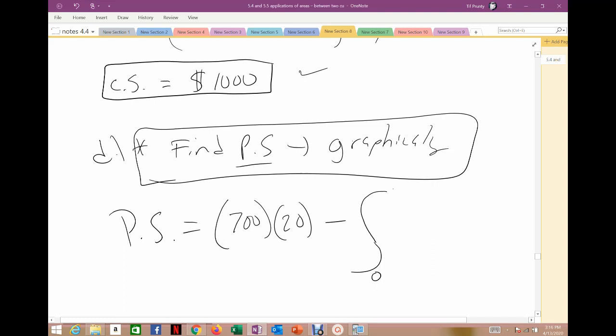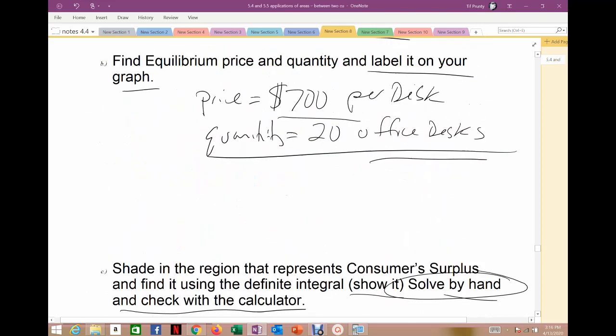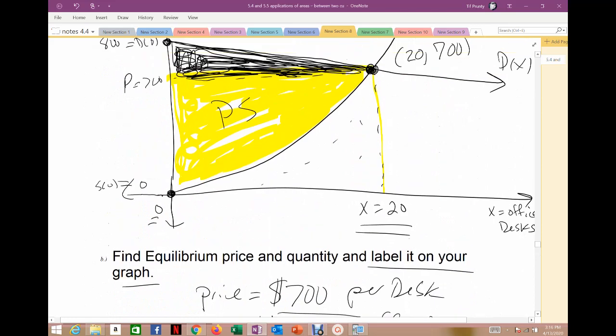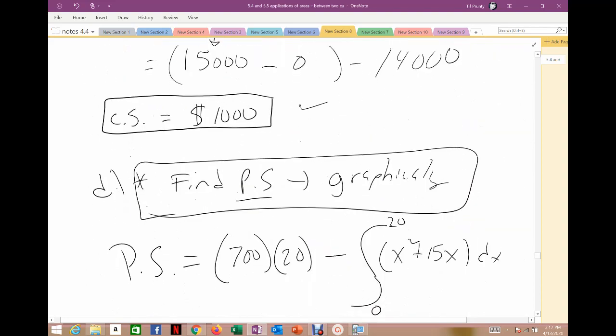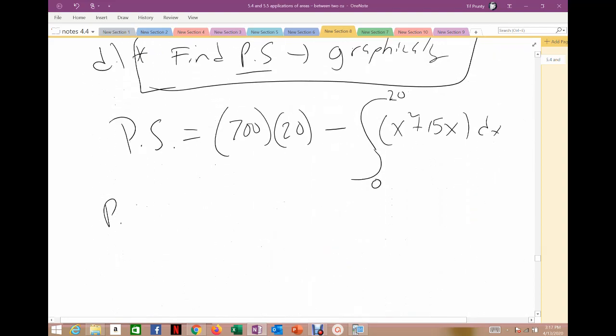Well, I want to subtract away the area under the supply curve. So integrating from 0 to 20 under my supply curve, well, the supply curve was x squared plus 1500x. That would be this area down here. I want to subtract away the area under this supply curve, and then what's left over is the area I want, which is my producer's surplus. Alright, and I'm going to do this all on the calculator. So producer's surplus, well, the revenue I have, that's the 14,000, minus the area under the supply curve.